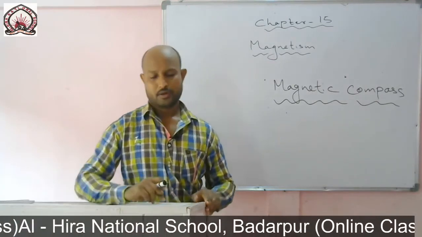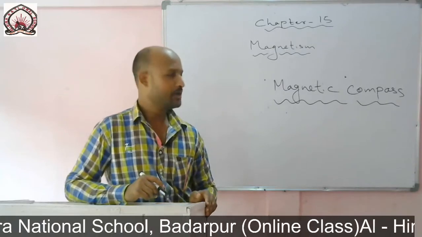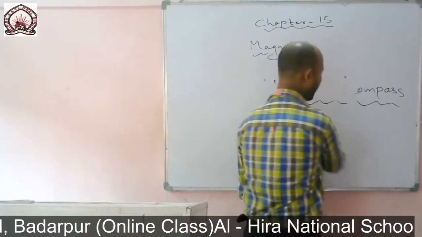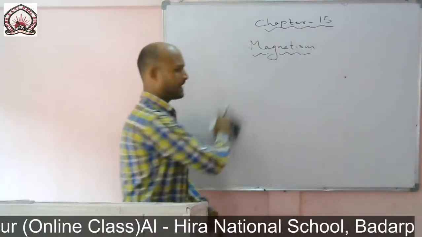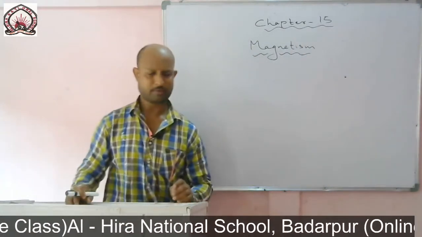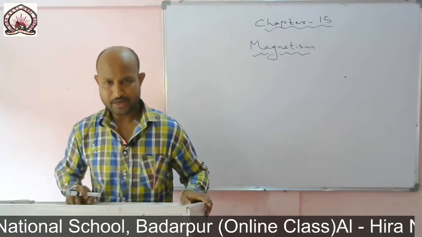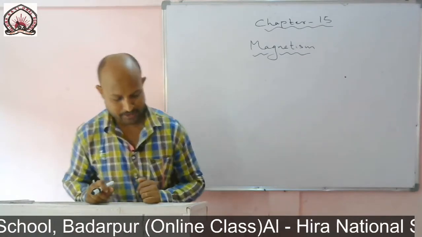Next, we are going to learn about the interaction between magnetic poles. We have learned that all magnets have poles, and the poles of the magnet are the strongest part of the magnet, which helps in attracting magnetic substances.